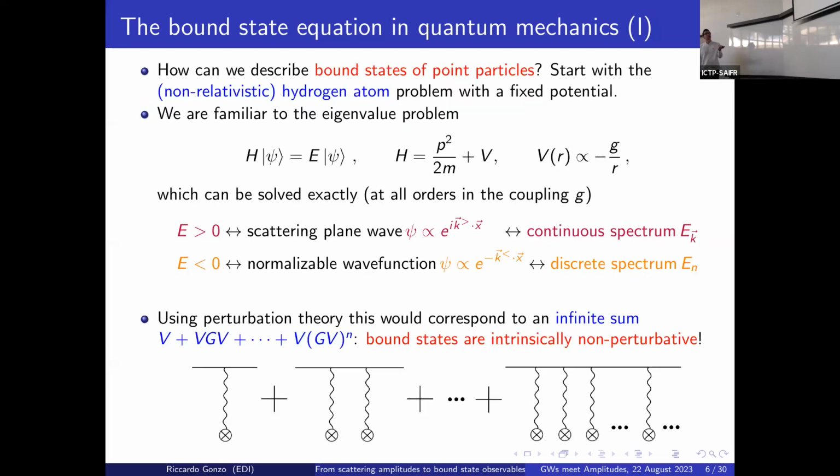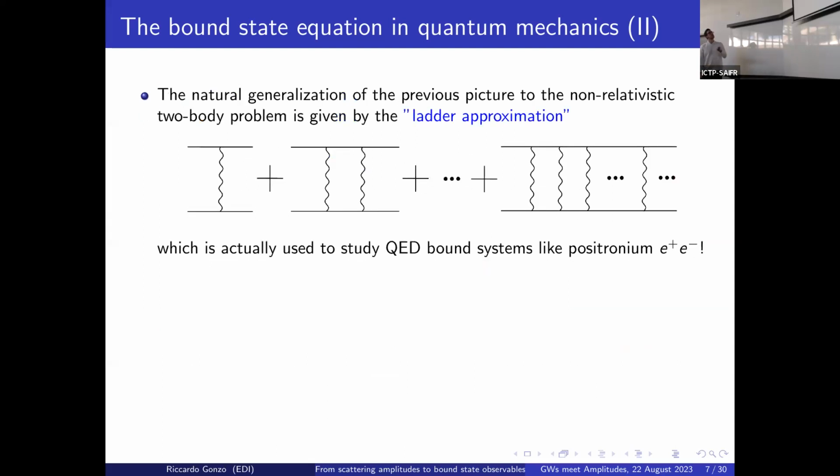So if before we had a potential, the potential can be generated by another body. So if you make it generated by another body, you get what is called the ladder approximation. So that's an easy way to see how diagrams start to come in, like in this picture. And this is actually used for QED bound states, for positronium.